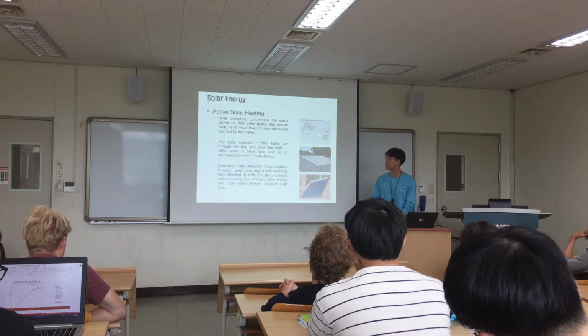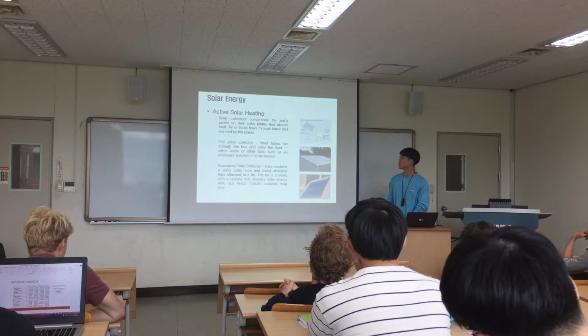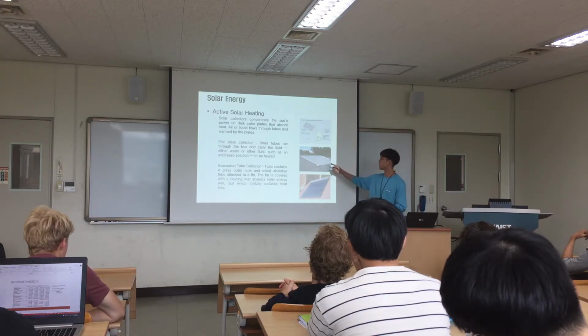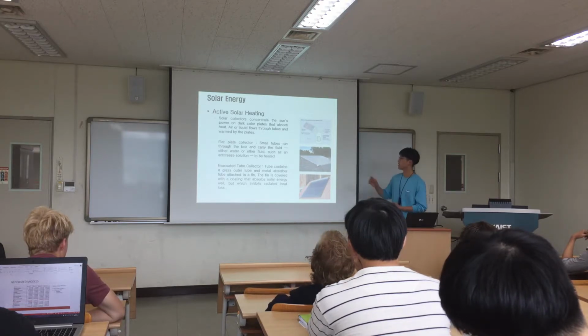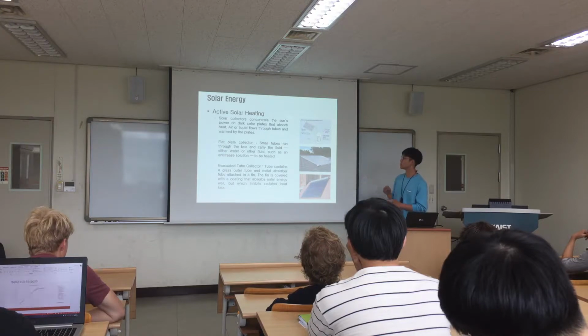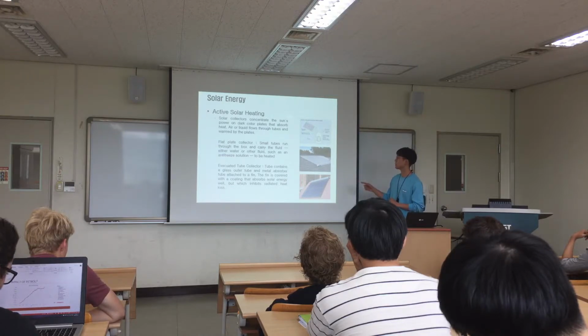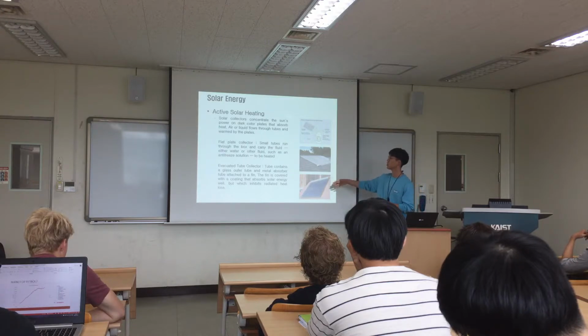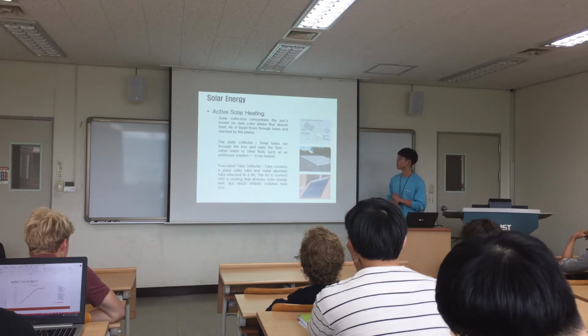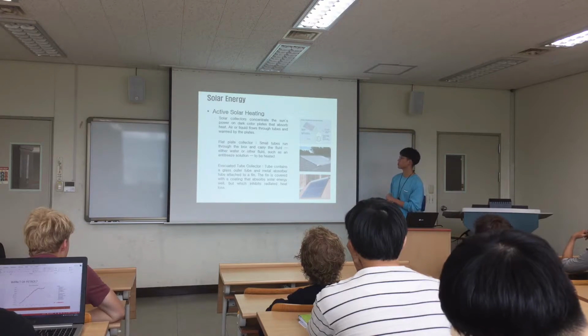The key material is a collector. There are two types of collector. The first is a flat plate collector. It looks like a flat plate, and inside the plate there are tubes that the working fluid can go through. The working fluid absorbs the sun's energy, and with the exchange between the working fluid and the household water, we can boil or heat up the household water.